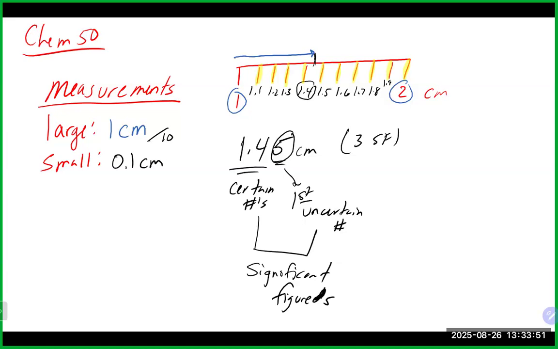What you're essentially saying is, I think it's 1.45, but maybe it's 1.46, maybe it's 1.44, somewhere in that ballpark is where it is. The error here lies in our second decimal place in this case. You always want to look at the scaling because it could be different depending on the piece of equipment you're using.